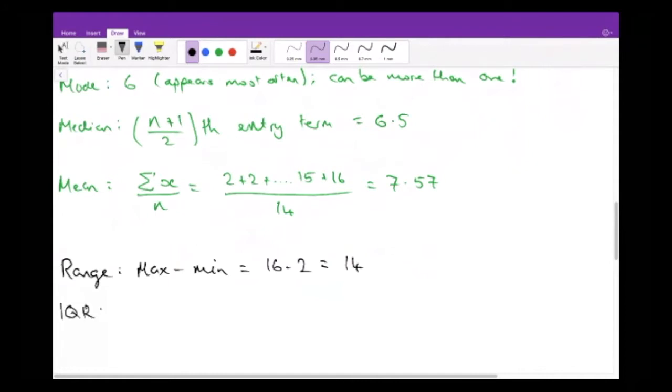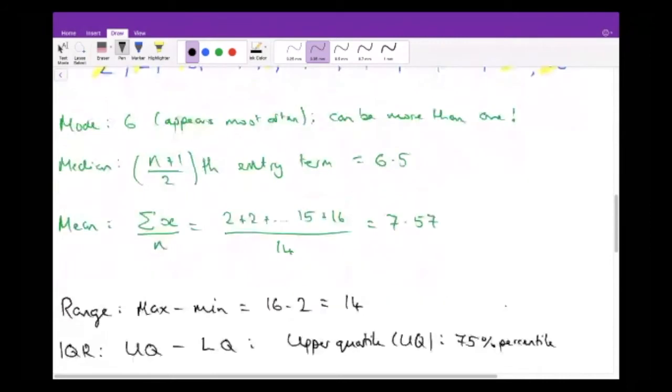The interquartile range is the upper quartile minus the lower quartile. So the upper quartile, which is UQ, is the 75th percentile. Well, it's basically halfway along the top half of data now that our median has separated it. Okay, so this is the 75th percentile. So it tells us the value in our data range where 75% of our data is below that value.